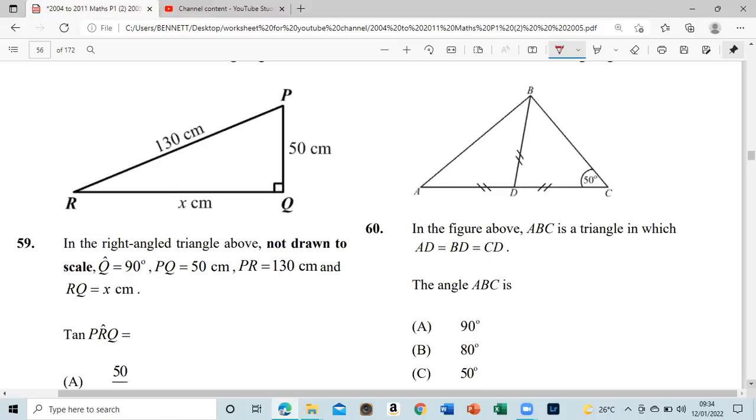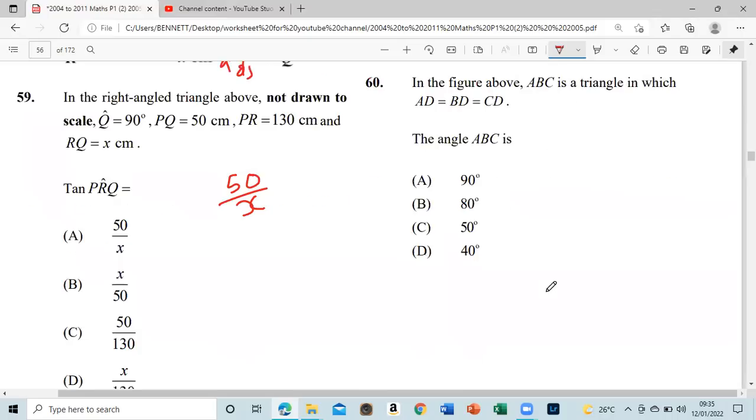59. In the right-angled triangle above, not drawn to scale, Q is equal to 90, P is equal to 50, PR is 130, and RQ is equal to x centimeters. Tan PRQ is equal to. So we're looking from this angle. Tan would be opposite over adjacent, which is this, and this is actually the same. So it will be 50 upon x. Let me see if that is here as an option. Hit the right button, guys.